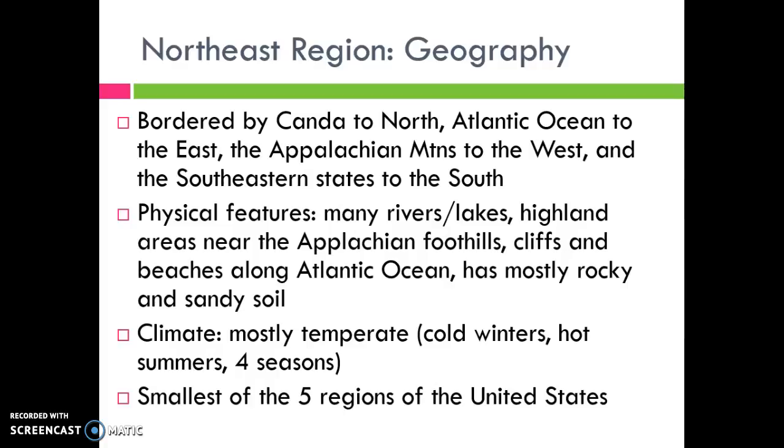The climate is pretty much exactly the same as what we experience here in Wisconsin. It's mostly temperate, so you're going to have those really cold winters with tons of snow. Actually, sometimes they get more snow than we do, if you can believe it. They have really hot summers as well, and they do have those 4 distinct seasons. Something that's kind of notable about this region is that they are actually the smallest in terms of geographical land area of the entire United States, but they have the most densely populated areas. So just a little trivia for you.